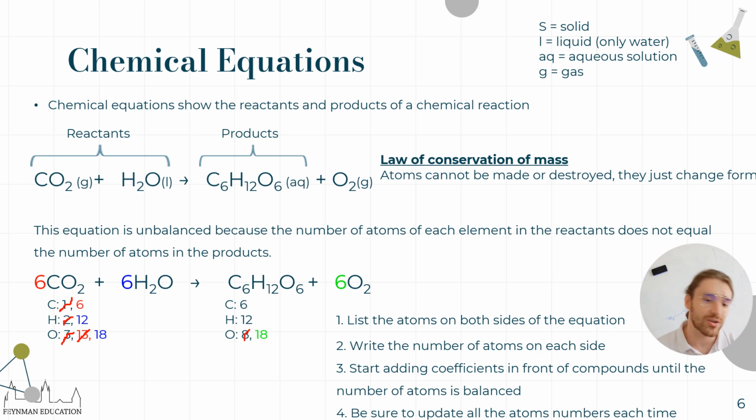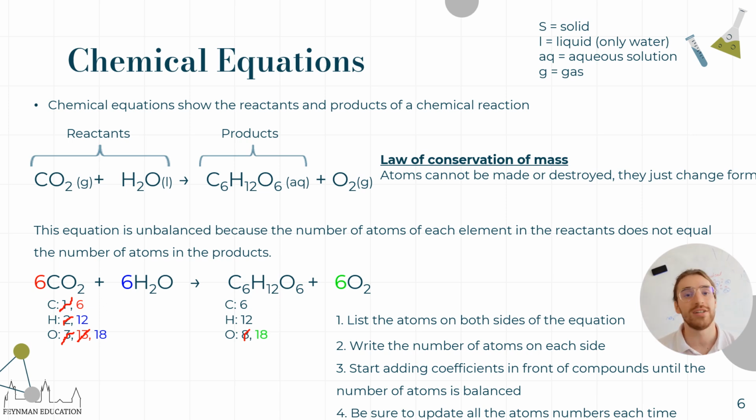You can also start out with the smaller coefficients. Give yourself time, go through them. Start by just doing 2, trying to work it out. Okay, that didn't work. Then go to 3, 4, 5. You probably won't even go up to 6 most of the time. You'll probably just go around 2 and 3 and then find you'll balance it. But just make sure you update all of the elements that are affected by adding a coefficient to a molecule.